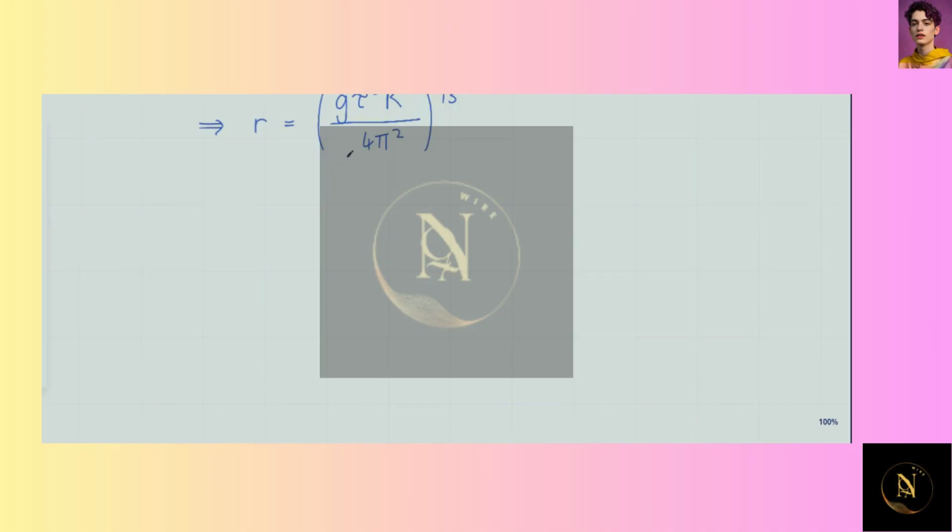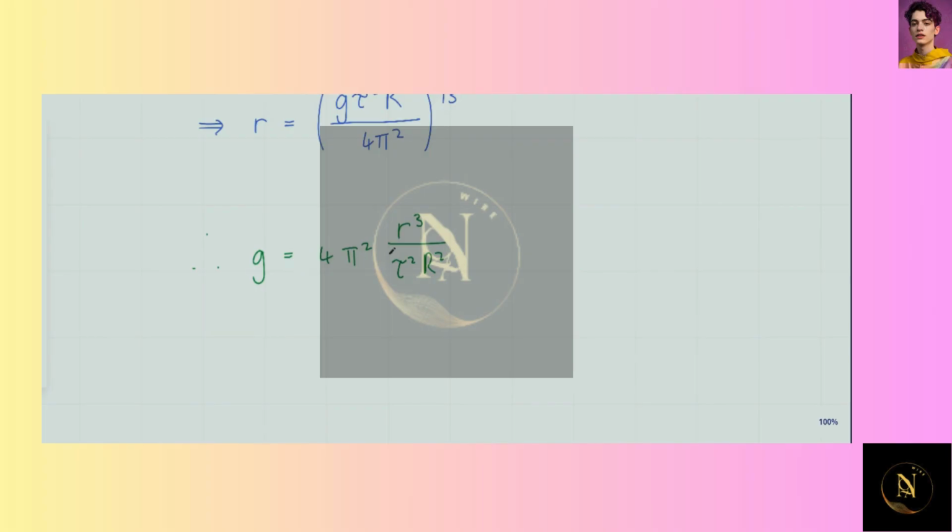From here, if we solve for g, the gravitational acceleration on the surface of the planet is equal to 4 pi squared times r cubed over tau squared R squared.